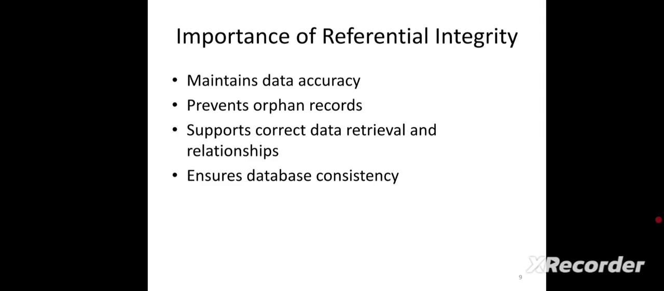So, why is all this important? Referential integrity helps maintain data accuracy by ensuring every reference is valid, prevents orphan records which cause confusion and errors, ensures correct data retrieval because relationships are reliable, and maintains consistency across all tables. In large databases with many users and apps accessing data, it's easy to break links between tables. Referential integrity ensures the structure and logic of data are preserved, making applications more robust and reports more reliable.